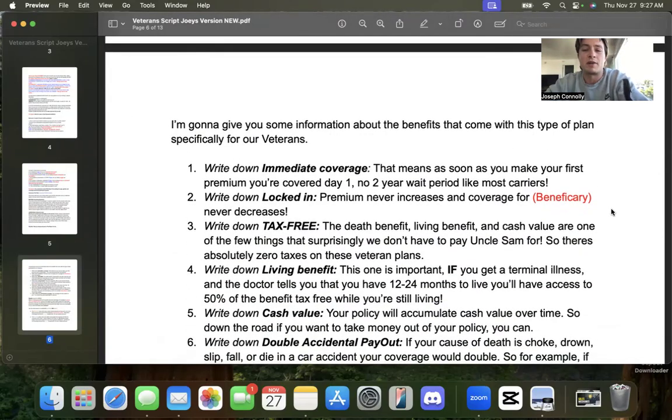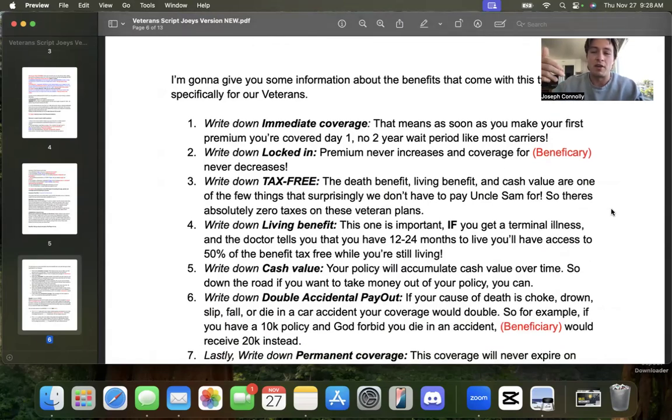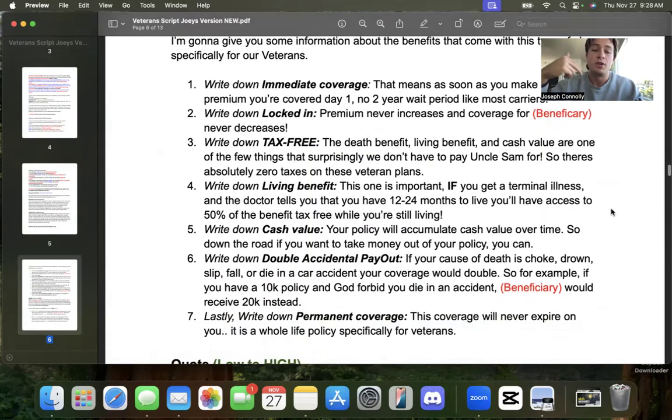All right. So the first thing I'll have you write down here is going to be immediate coverage. And immediate coverage simply means that as soon as the first premium is made, it is day one coverage. There's no 2-year waiting period or anything like that, like there are with most carriers. Next, you can write down locked in. And locked in simply means that the premium will never increase and the coverage amount for your daughter, Janice, will never decrease.